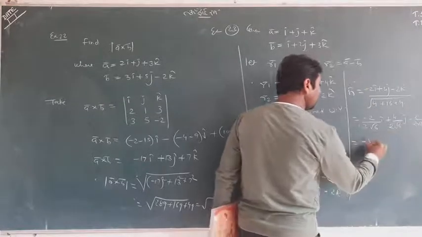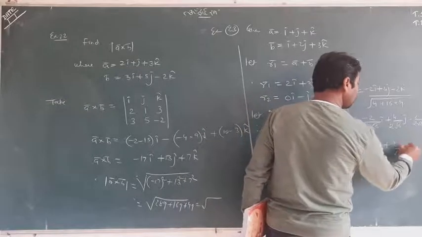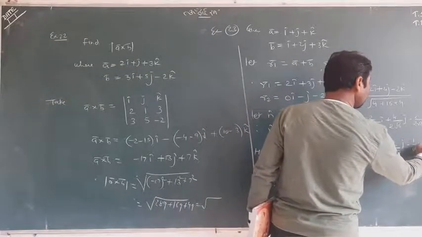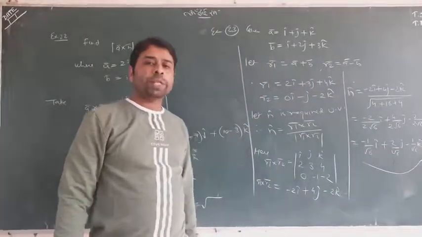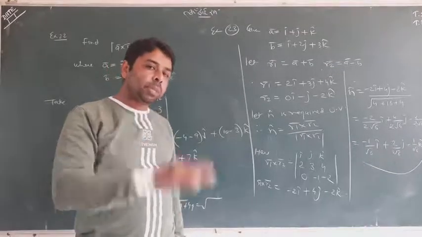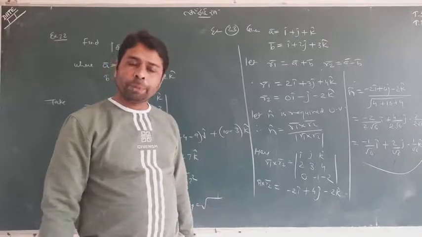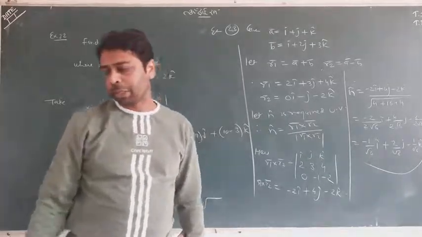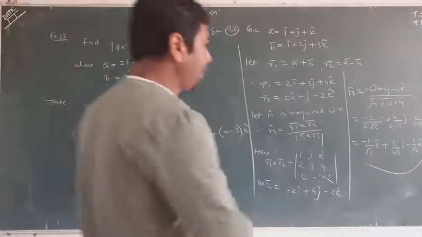So can we simplify that? It is going to be minus 1 by root 6 i, plus 2 by root 6 j, and minus 1 by root 6 k. So whatever answer we finally got, this is the unit vector perpendicular to R1 and R2. The other meaning is the unit vector perpendicular to A plus B and A minus B. Now that is a simple thing we have got. So students, the last one was a bit hidden, I think.